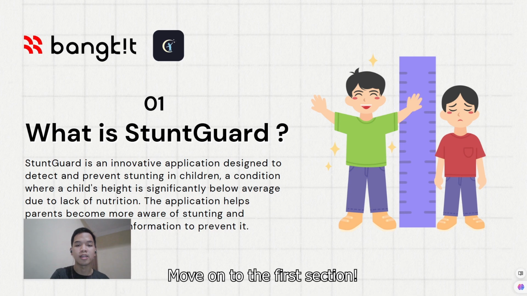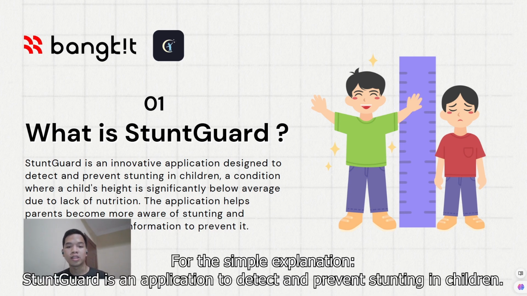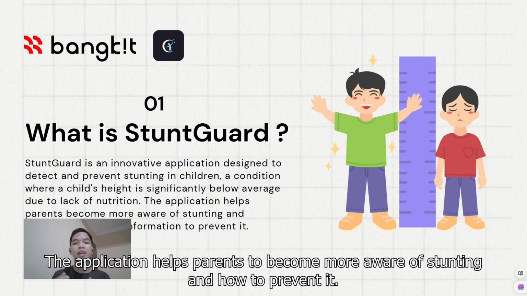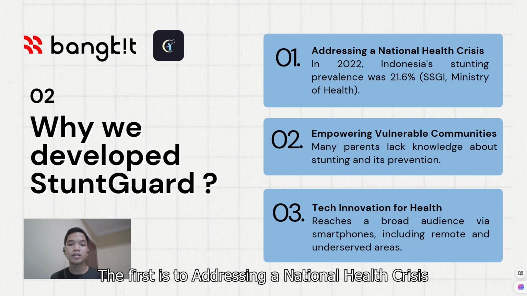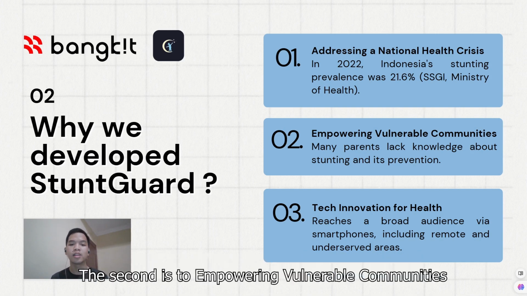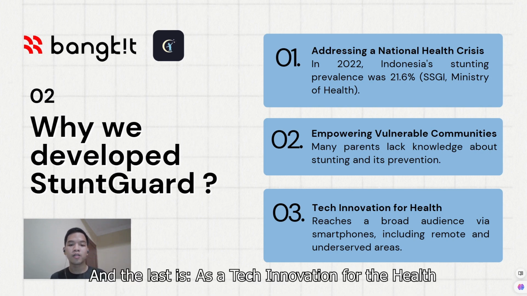Move on to the first section, what is StuntGuard? For a simple definition, StuntGuard is an application to detect and prevent stunting in children. The application helps parents become more aware of stunting and how to prevent it. Why did we develop StuntGuard? The first is to address a national health crisis, which is stunting. The second is to empower vulnerable communities, and the last is as a tech innovation for health.